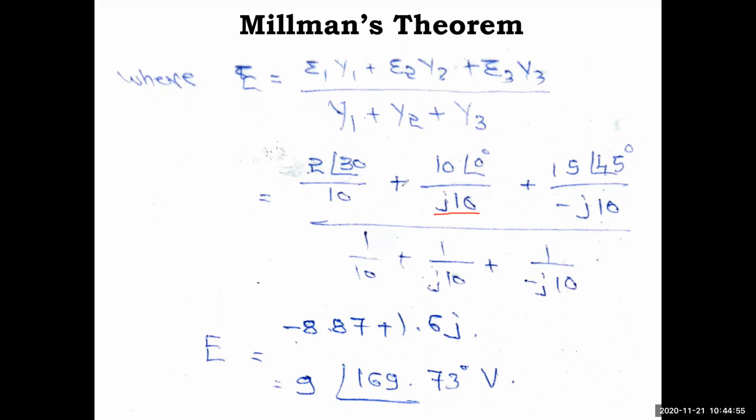Use the calculator and get the answer. So 2 at an angle 30 by 10. You can use the bracket and do it in a single step only. Plus 10 at an angle 0 degrees by J10, plus 15 at an angle 45 degrees by minus J10. You'll get the answer in A plus Bi form. Note that down, no issues. I have not done it here, but an A plus Bi form answer will come.